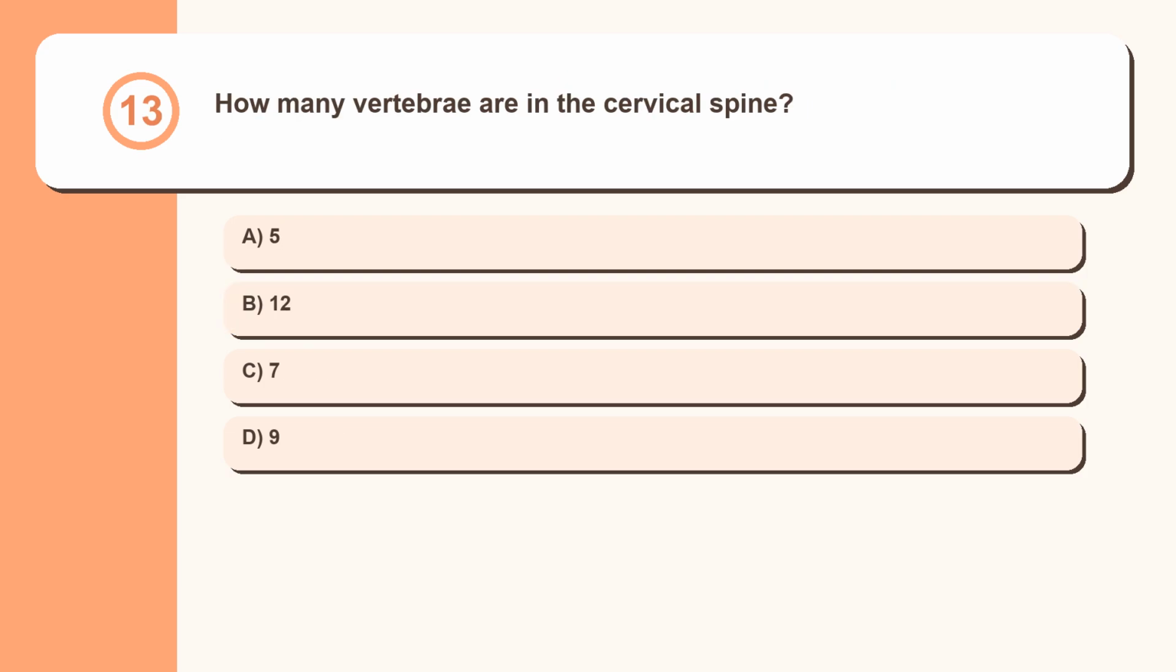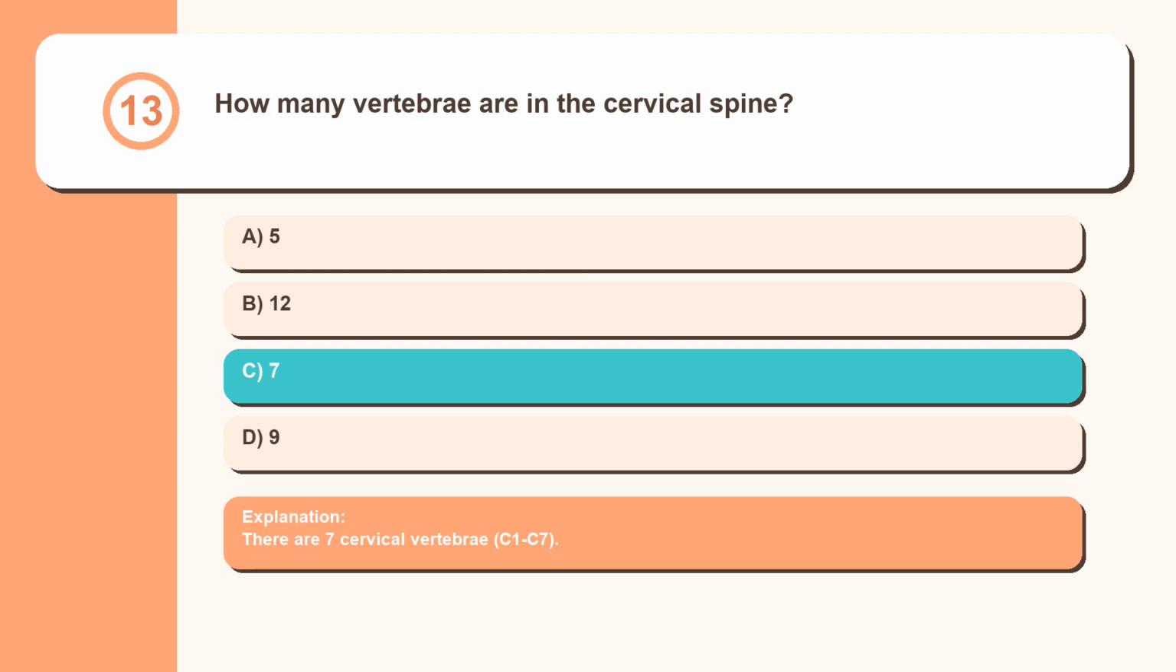Question 13. How many vertebrae are in the cervical spine? 5, 12, 7, 9. There are 7 cervical vertebrae, C1 to C7.